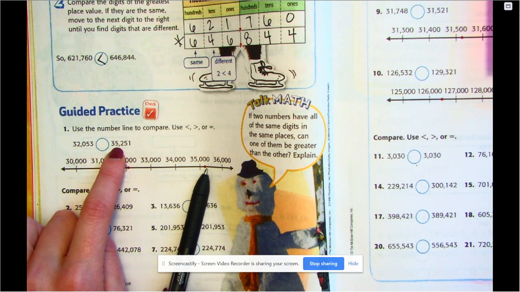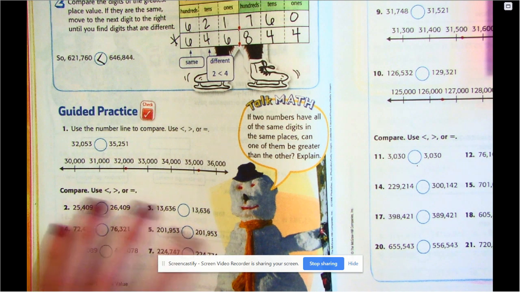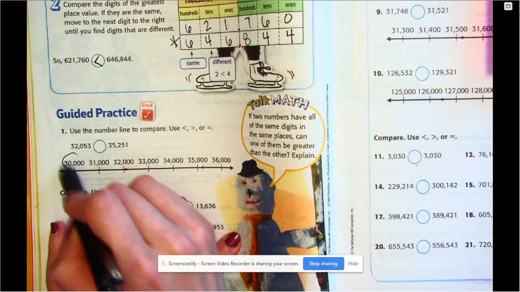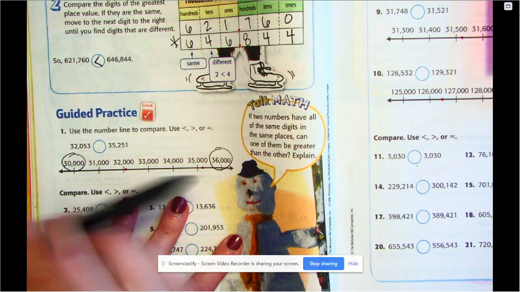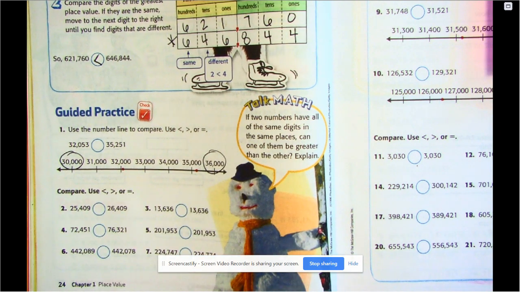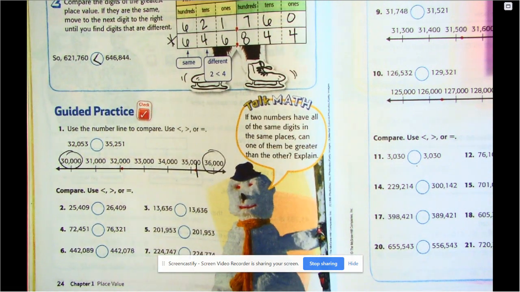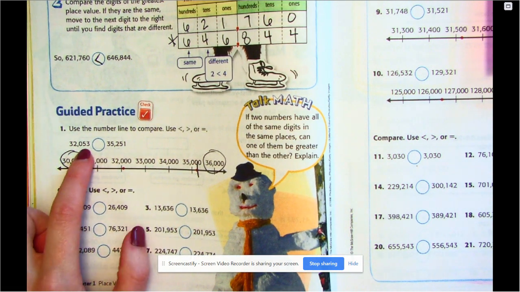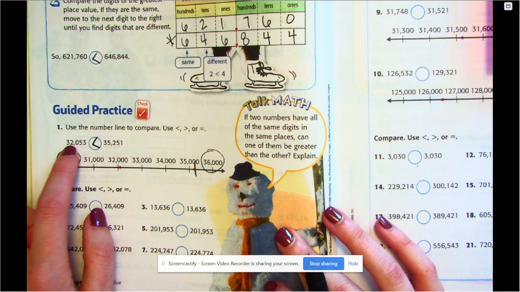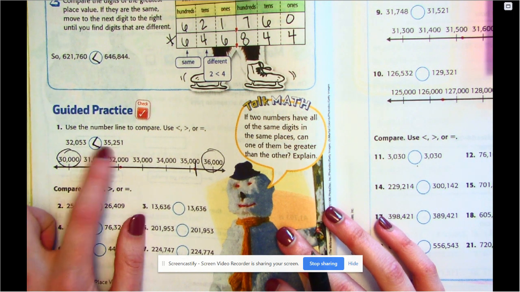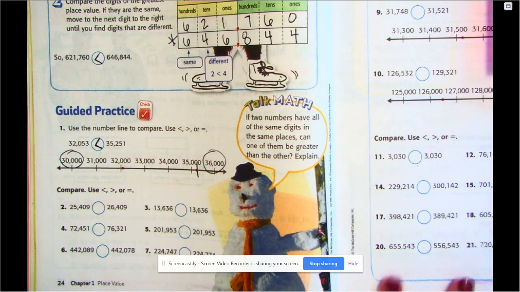So this 35,251 must go here. Just by looking at the number line, I can see that this 30,000 is smaller than this 36,000. So as you move to the right, the numbers must be getting bigger, which means that this 35,251 has to be bigger than this 32,053. So again, I'm going to write a less than sign because 32,053 is less than 35,251.